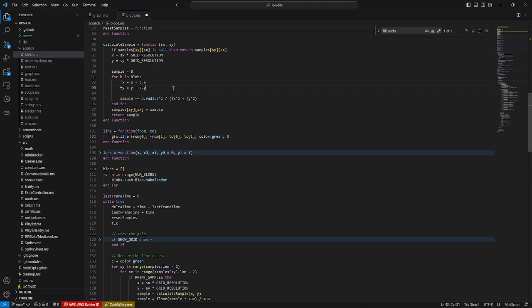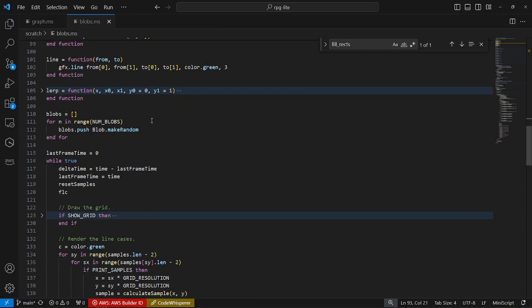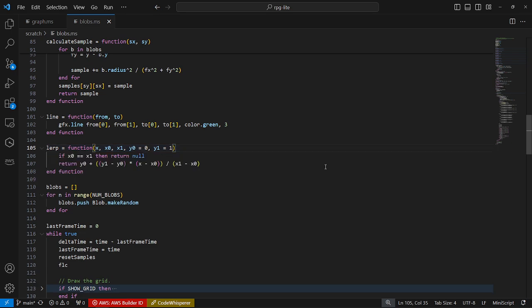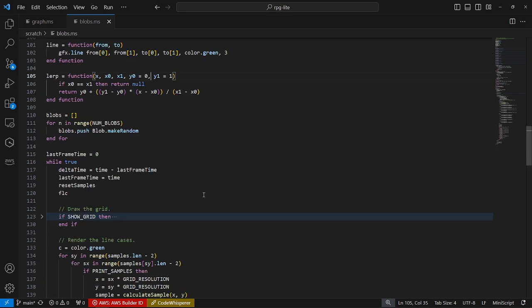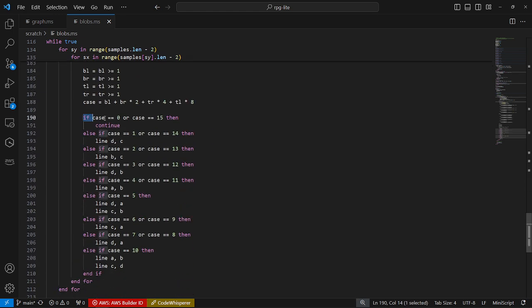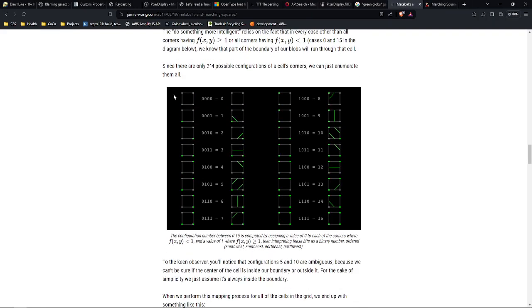It's a little bit bigger. The line function here proxies the built-in line function, basically trying to make the code look a little more like the JavaScript I was reading from. It just made it easier to translate linear interpolation. The big thing here is these cases, which should mirror these cases here, and that part I had to plug in manually.